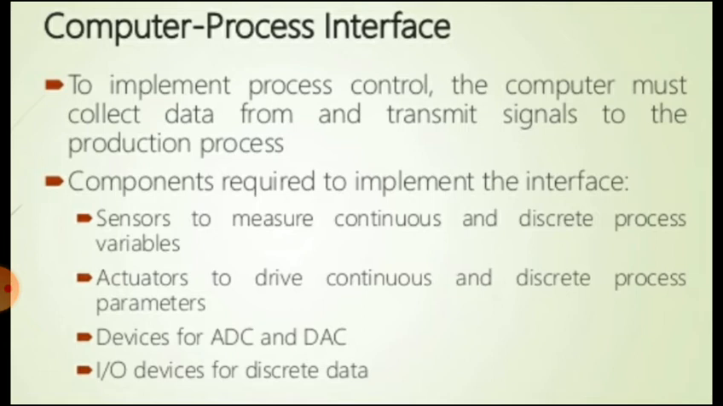These components are: first is sensors. Sensors are required to measure continuous and discrete process variables. Second component is actuators. The actuators are required to drive continuous and discrete process parameters.